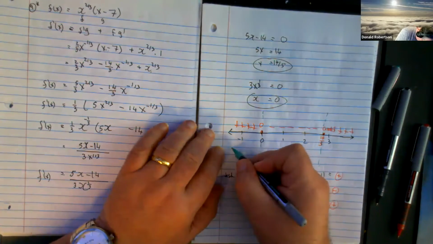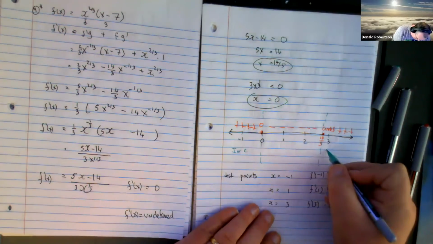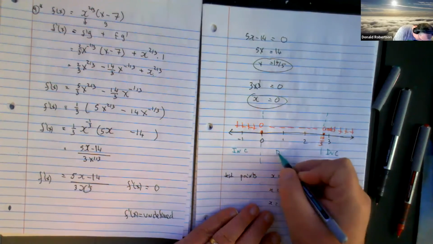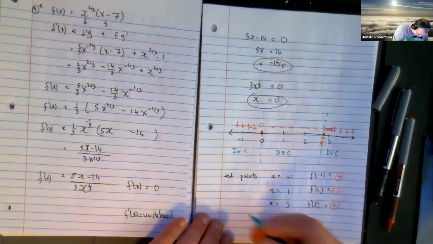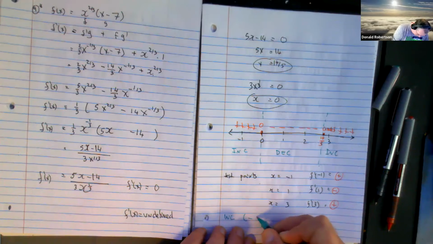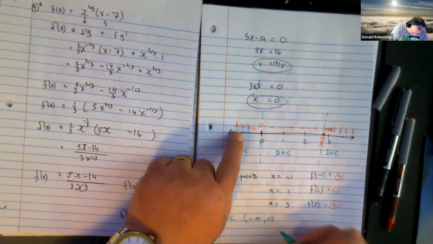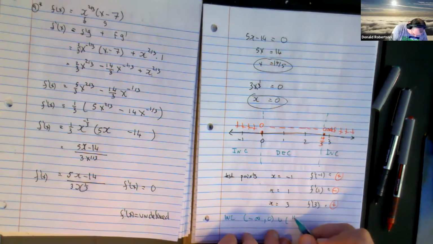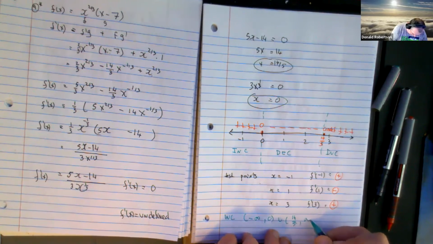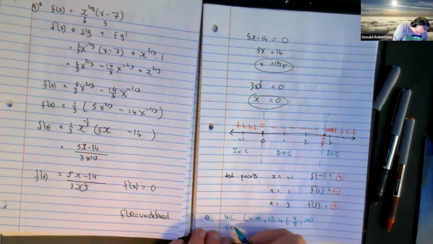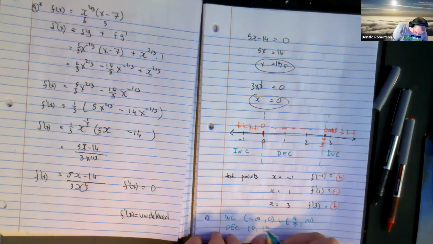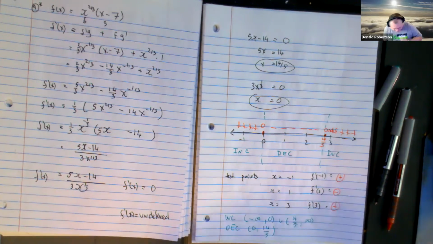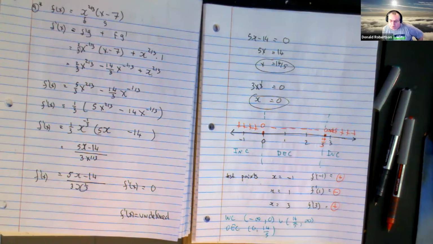So the function is going to be increasing in this area. It's going to be increasing in this area. And because the derivative is negative, it's going to be decreasing in that area. So you should be able to just write down it's increasing for anything less than 0 and anything bigger than 14/5. And you'll be able to say it's decreasing from anything between 0 and 14/5. A little bit fast, but you can fill in the details yourself. You got the gist of that?